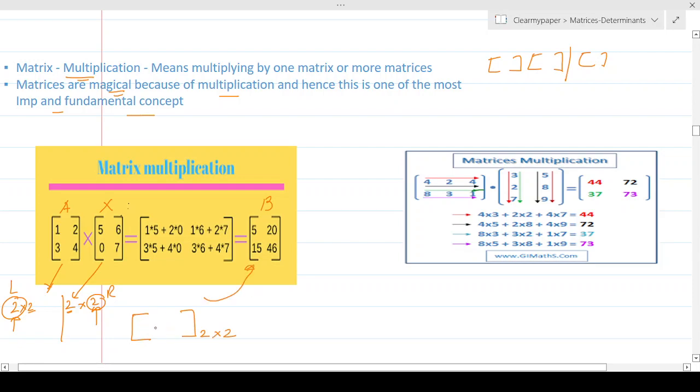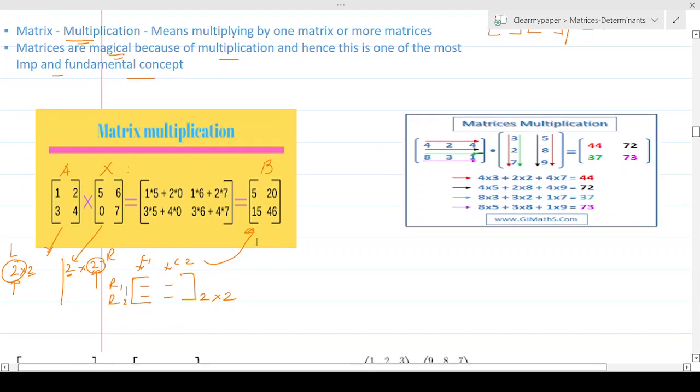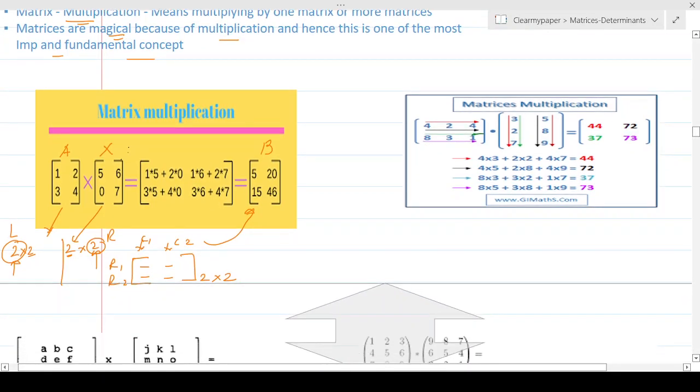It's going to have two rows and two columns, which is what we see here. That means I need four elements: this is row 1, this is row 2, this is column 1 and this is column 2. That's why it's 2 by 2, two rows and two columns, a total of four elements. So now we know that. We need to find four elements to get the output of this AX, which is going to be B. Let's create some more room here so that we don't appear congested.